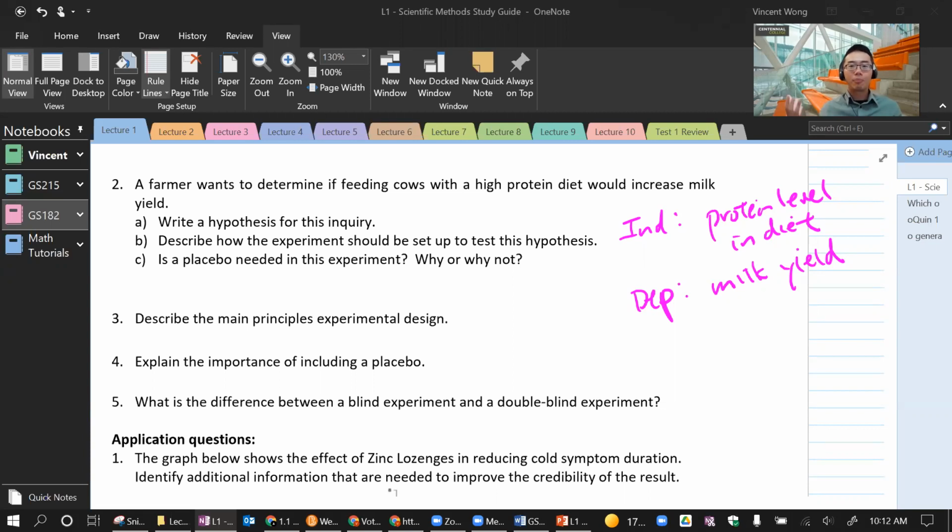Cow's not gonna have that problem, okay? The cow's not even gonna know you give them high protein or low protein. They're not gonna be like, oh, I'm gonna hold out on the milk production for now, okay? Because I know you are experimenting with me. So cows don't have that problem. For that reason, we do not need a placebo for this particular experiment.